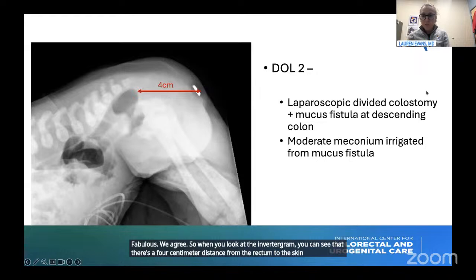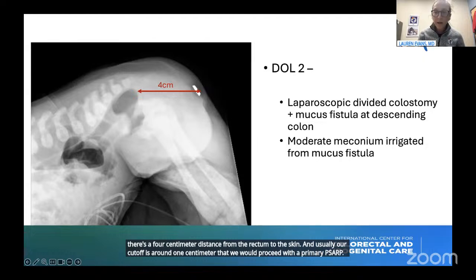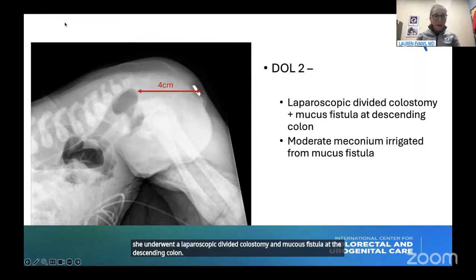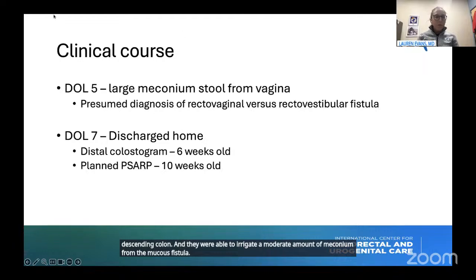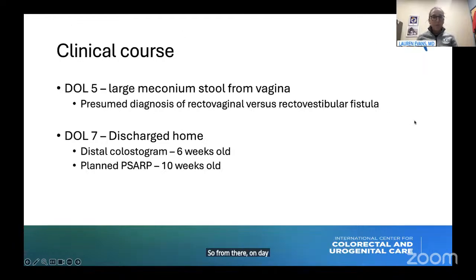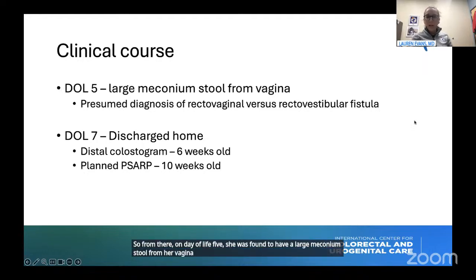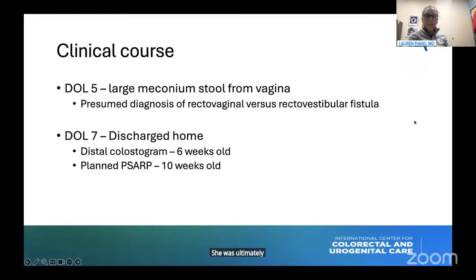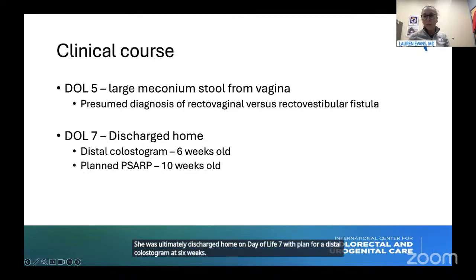And usually our cutoff is around 1 centimeter that we would proceed with a primary PSARP. So she underwent a laparoscopic divided colostomy and mucus fistula at the descending colon, and they were able to irrigate a moderate amount of meconium from the mucus fistula. So from there, on day of life 5, she was found to have a large meconium stool from her vagina. And based on that, she had a presumed diagnosis of a rectovaginal versus a rectovestibular fistula. She was ultimately discharged home on day of life 7 with a plan for a distal colostogram at 6 weeks and a PSARP around 10 weeks of age.